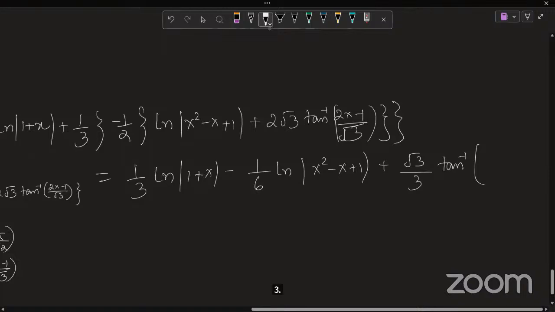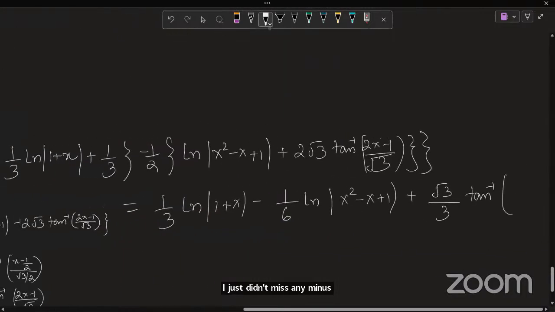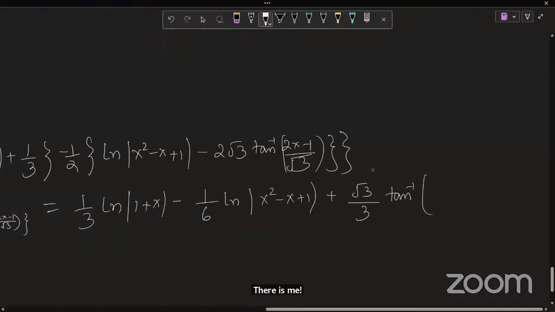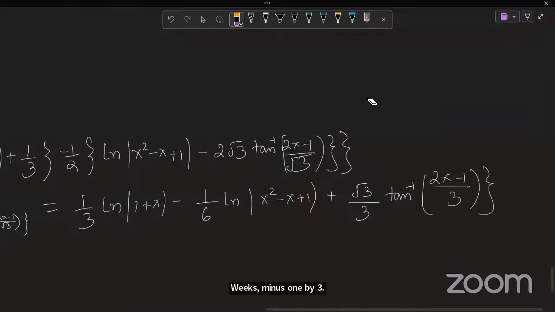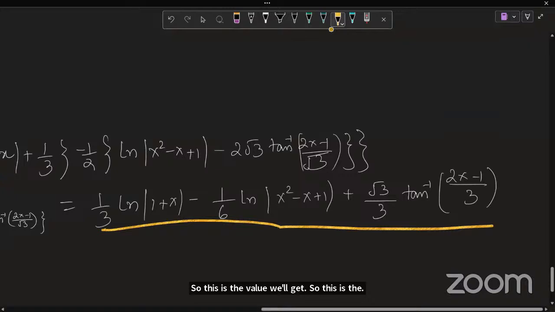Sir, it should be minus root 3, right? Minus is taken inside, so yeah, it will be minus. I just missed the minus sign. Okay, it is minus here. So now it will be plus tan inverse 2x minus 1 by root 3. See, here there is no minus. So this is the value we will get. So this is the integration of tan inverse.